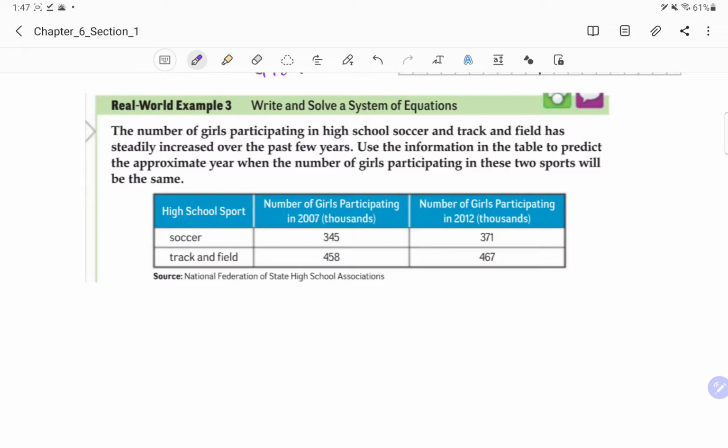So to do that, you need to start by, basically, you need to find the slope for each one, right? So we need to find the slope for soccer, and we need to find the slope for track and field. All right, so let's do that. For soccer, I'm going to find my slope. My years right here are going to be my x values.